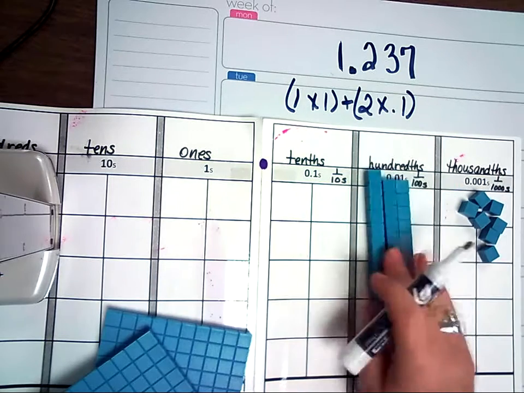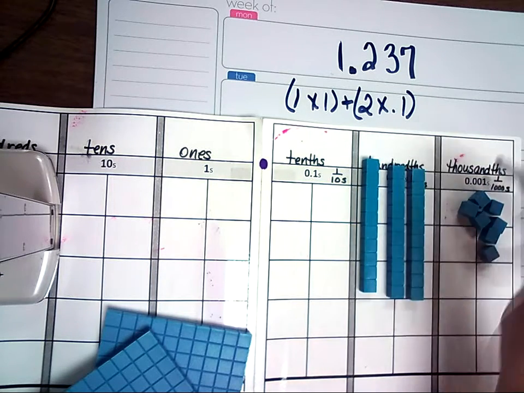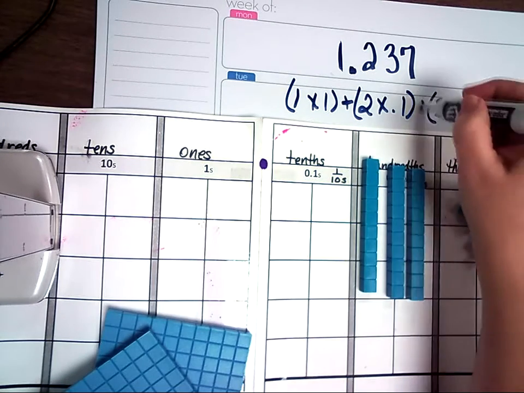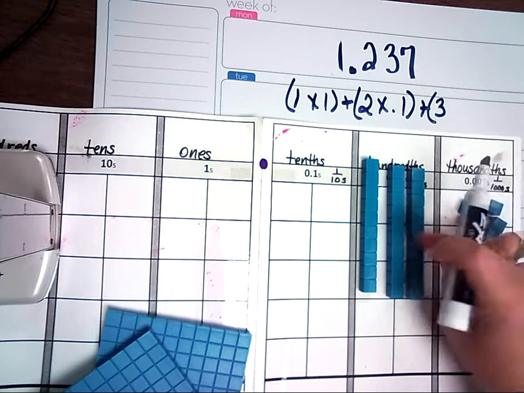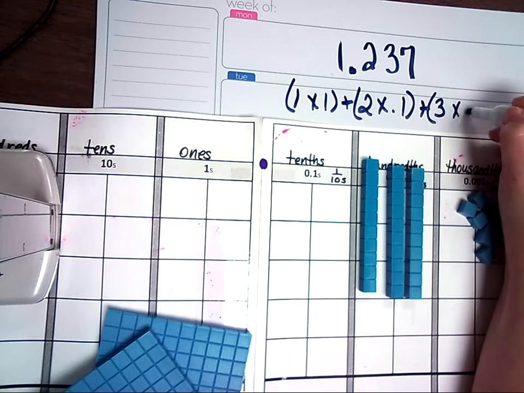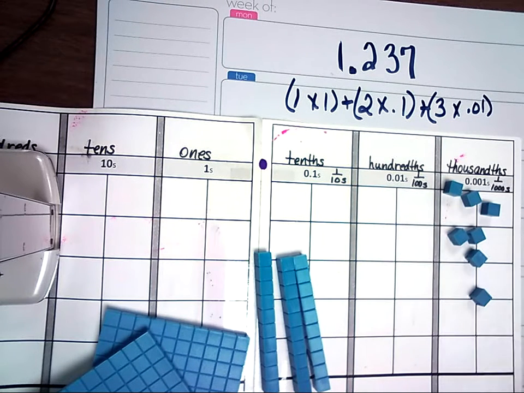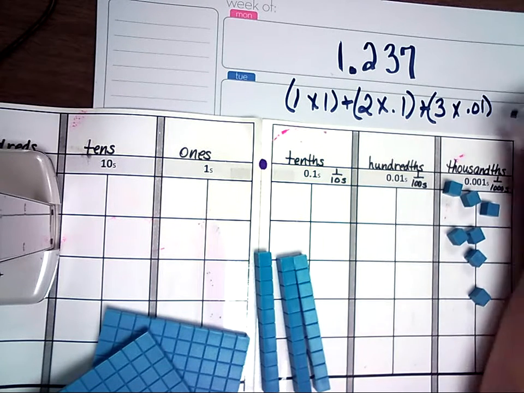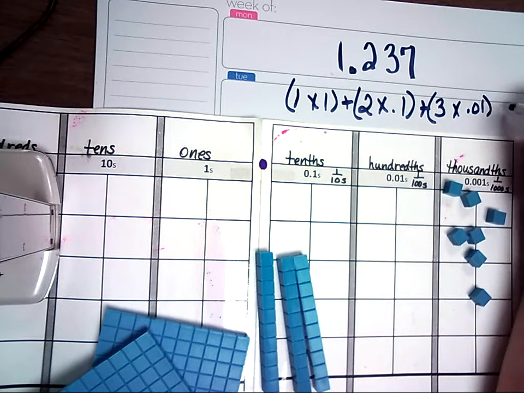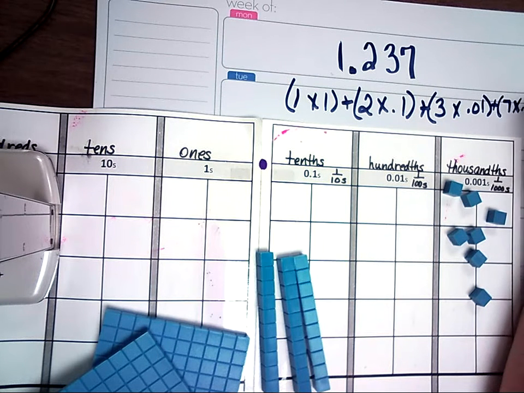And then how many are in my hundredths place? There's 3 in my hundredths place. And what's their value? Their value is 1/100th. So 3 times 1/100th. And then how many are in my thousandths place? There's 7 in my thousandths place, and each one has a value of 1/1,000th. So 7 times 1/1,000th.